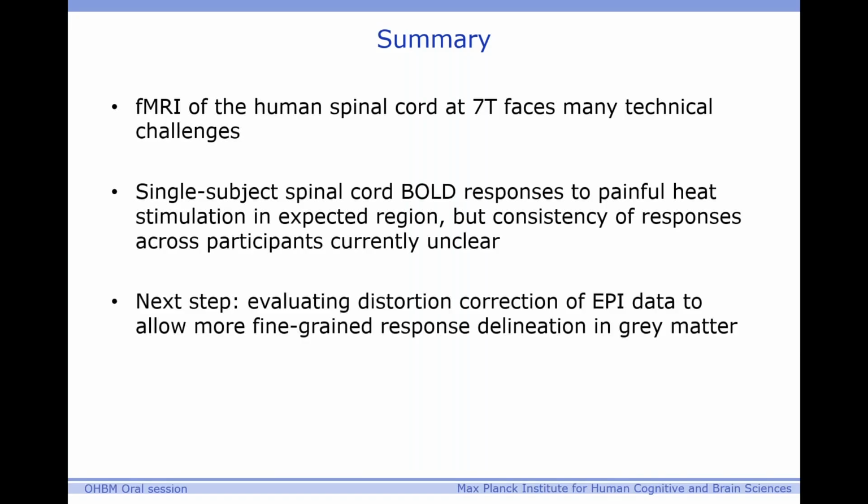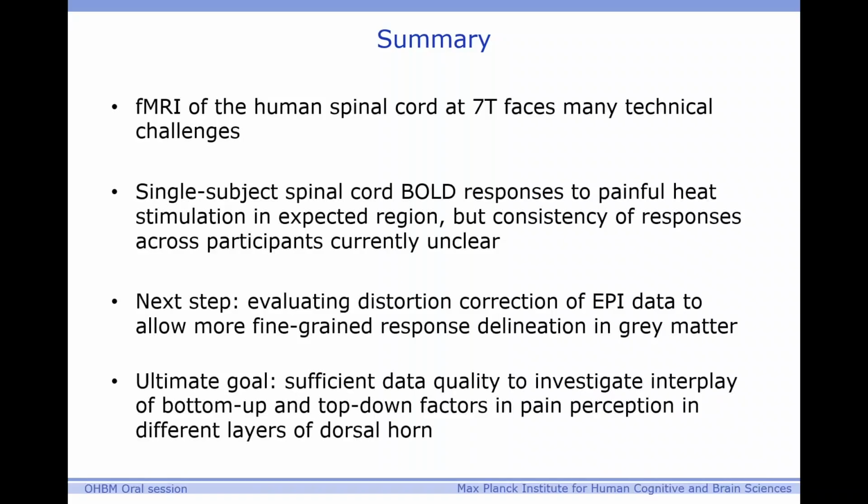The next step would be to evaluate different distortion correction algorithms, maybe to allow more fine-grained response delineation. And for us as a group, a very future step would be to have adequate data quality to even investigate the interplay of bottom-up and top-down factors in pain perception in the different layers. But that's way in the future now.